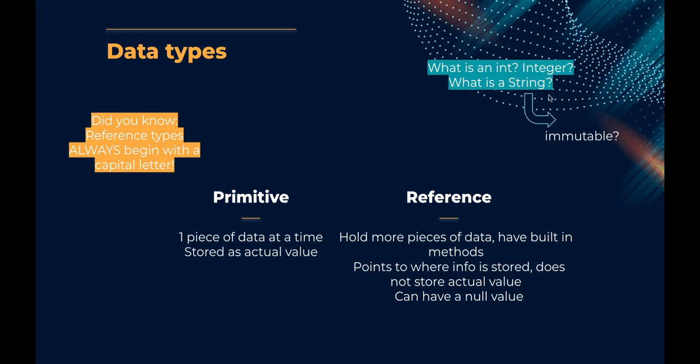So let's do this exercise right here. You can pause it, and then we're going to be going over the answers. So int right here is primitive, integer is reference, and string is reference.